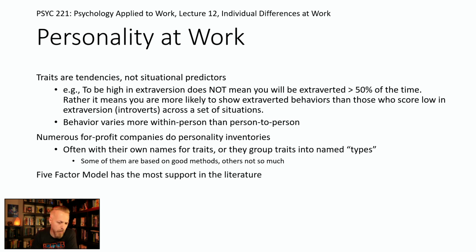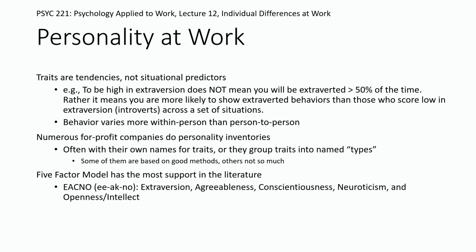Okay, so what we're going to talk about for personality is the five-factor model, because it has the most support in the literature, because it is the closest thing to a consensus within personality psychology. Now you probably remember at least some elements of this from your introductory psychology class. You may have heard these terms: extroversion, agreeableness, conscientiousness, neuroticism, and openness/intellect. You may have heard them as OCEAN, O-C-E-A-N, because that's a way to remember the terms.